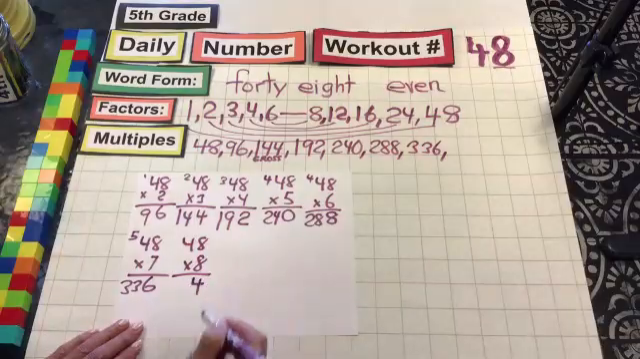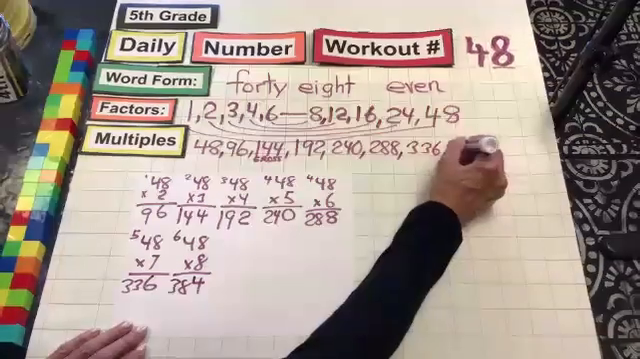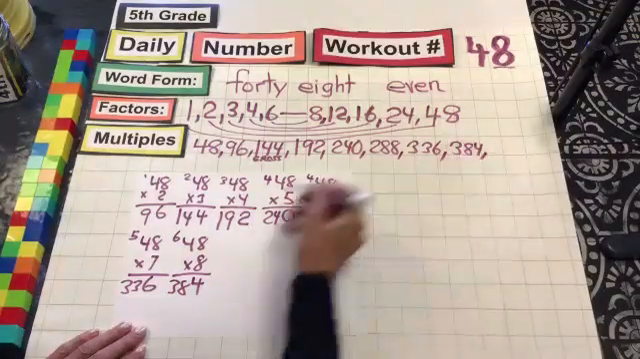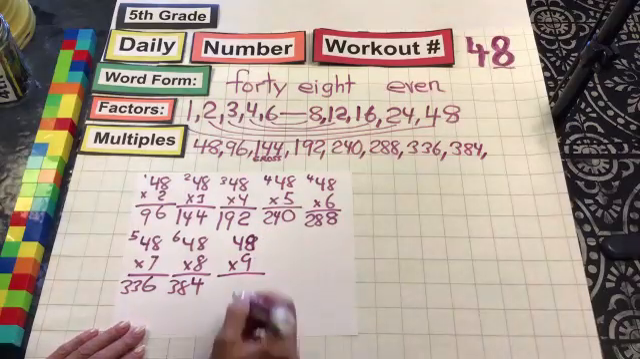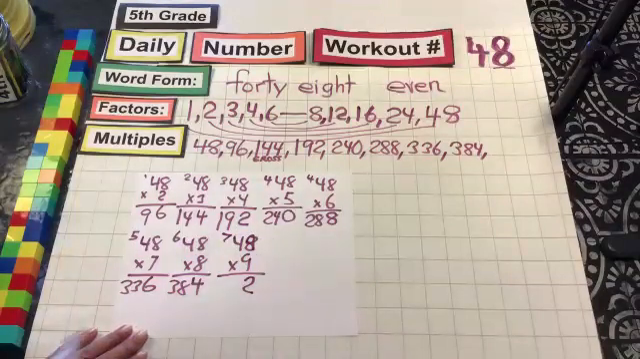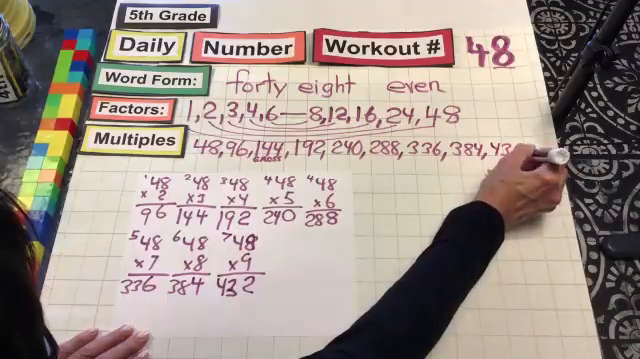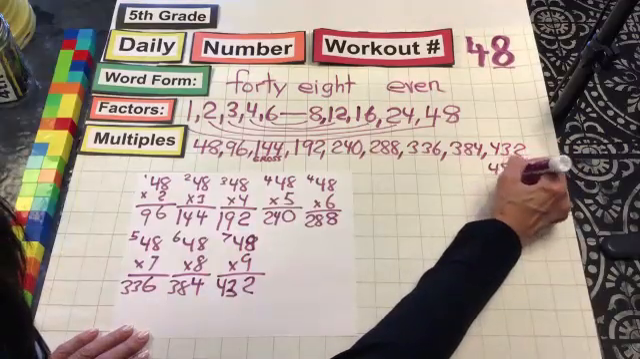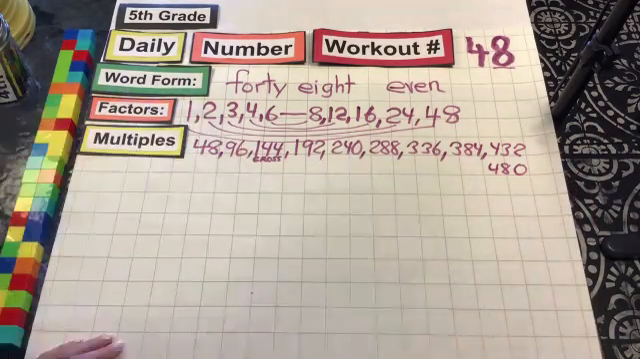All right, we're going to do 8 48s. 8 times 8 is 64. Drop the 4, carry the 6. 8 times 4 is 32, plus 6 is 38. So we have 384. Let's do 9. Oops. 9 times 48. 9 times 8 is 72. Drop the 2, carry the 7. 9 times 4 is 36, plus 7 would be 43. So we have 432 here. And then, of course, 10 times any number is that number with a 0 in the one place value, 480. So boom, there's our first 10 multiples of 48.